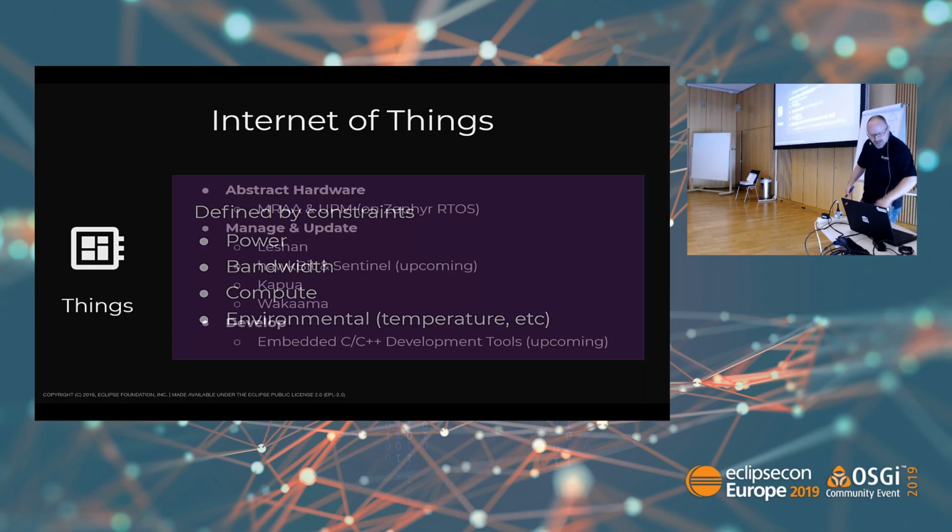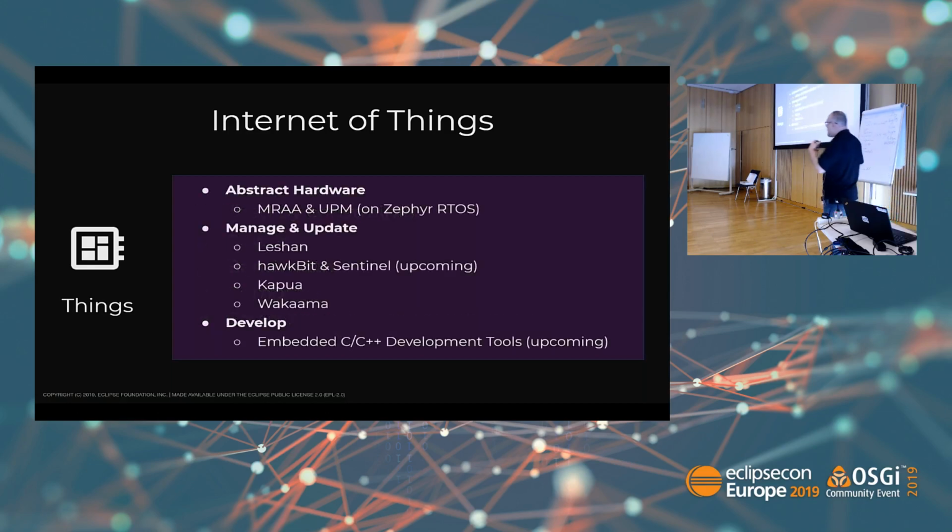All right. So if we think about what's in the Eclipse IoT toolkit to work with things, okay, we've got quite a few projects there. First are EMRA and UPM, and those can work on Linux or on the Zephyr RTOS from the Linux Foundation. Okay, which is a good choice in that space because it's vendor neutral, it's well supported, it's got a long-term support branch, etc.